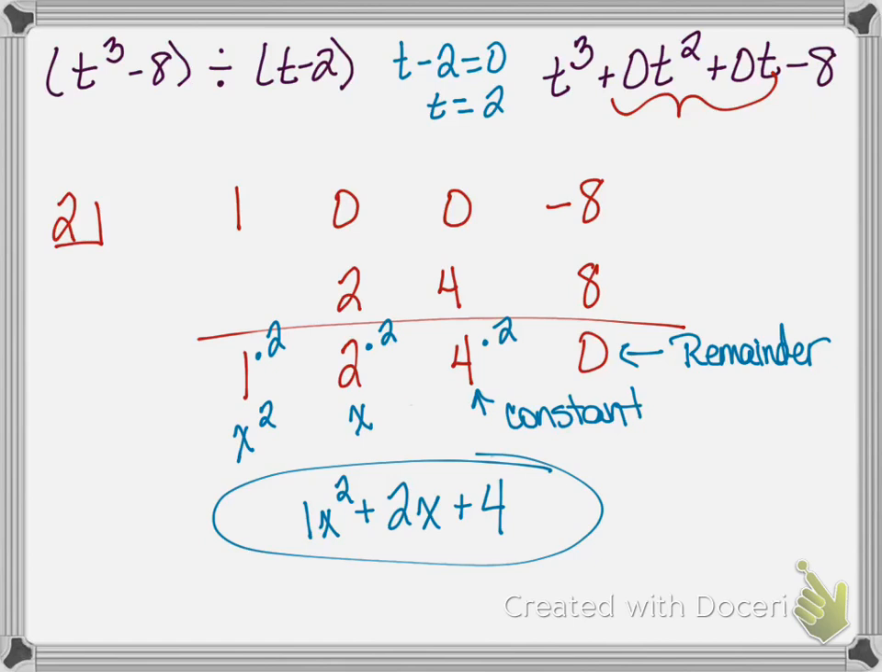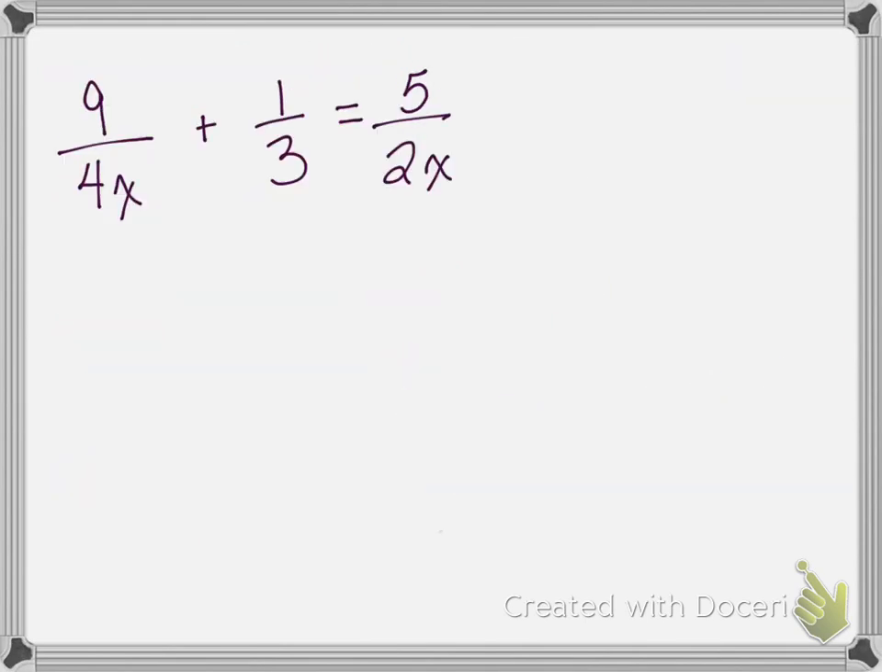Now, I want us to do some more review. Any questions on synthetic division? Okay, so what I want you to do right now is take 3 minutes to do this problem right here. 9 over 4x plus 1 over 3 equals 5 over 2x.